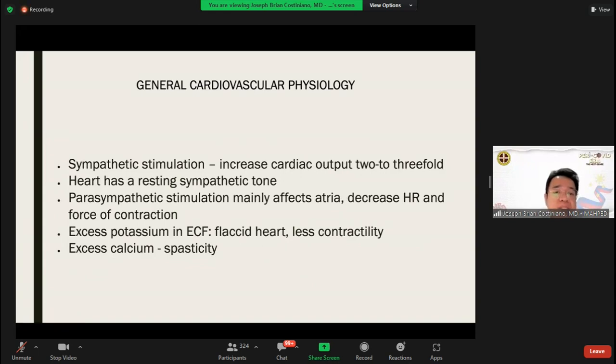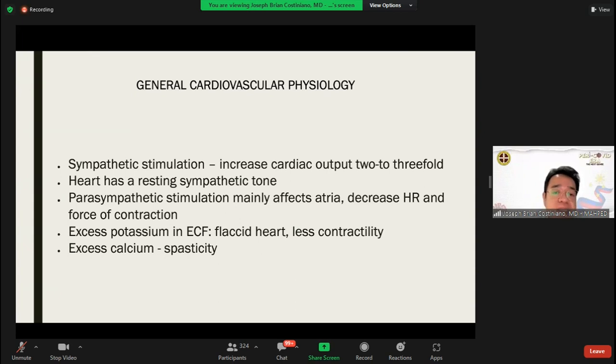Okay, when we talk about sympathetic stimulation, sympathetic increases cardiac output, no? Take note that your heart has a resting sympathetic tone. Why? Of course, it has a resting sympathetic tone because we need to continuously pump blood. Okay? So parasympathetic stimulation decreases your cardiac output and your heart rate, and mainly affects your atria. Okay? Atria ang kanyang effect, hindi sa ventricles. So it decreases your chronotropic and inotropic effect.